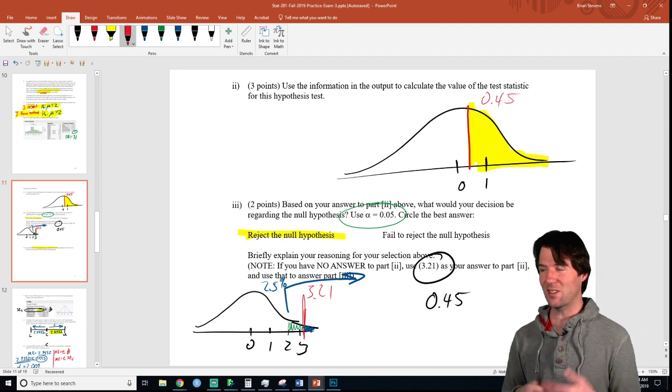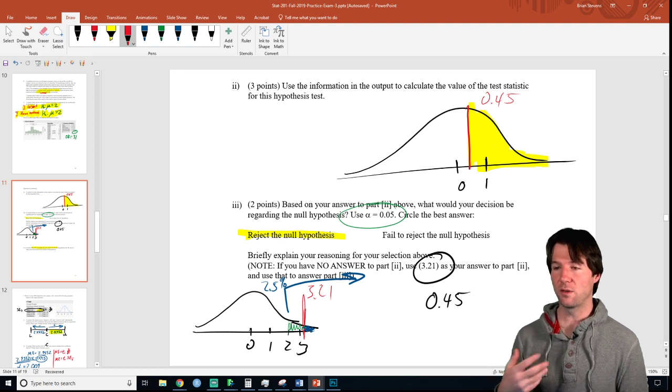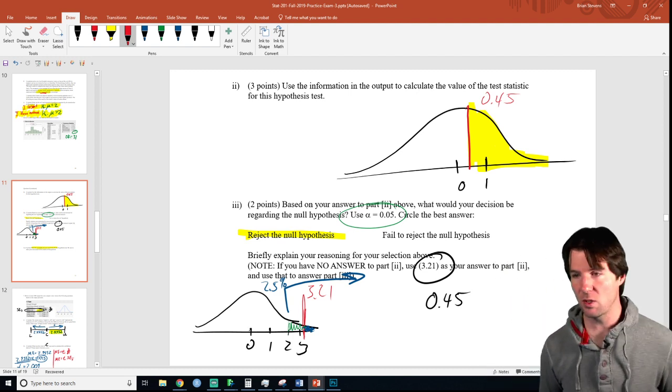I know a lot of times with applets, it's like, well, we'll just let the applet do the work. But then imagine you have to draw it out too. So critical values, T's and Z's will be given.